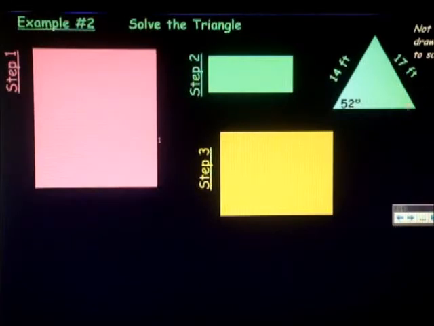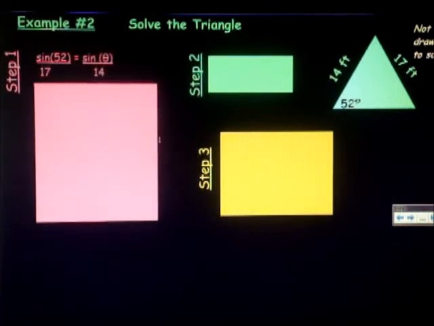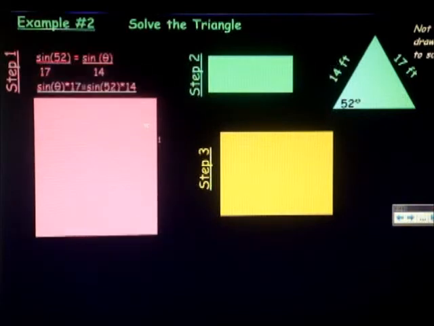We need to find the angle that's opposite this side. We always want to look at things that compare, and then we'll worry about the top angle and the base side. Like before, we want to start with what we know. The sine of 52 over 17 is equal to sine of theta, remember that's our variable that we're going to use for an angle, over 14. We're going to do the same thing and cross multiply.